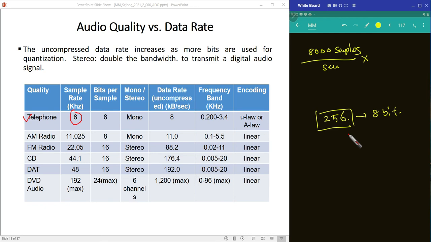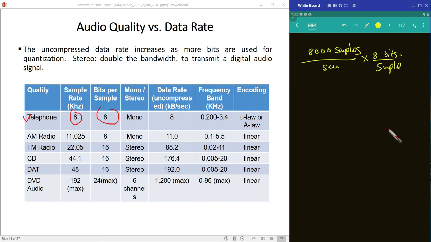For example, in some sophisticated systems, like DVD quality or audio quality, it's not only 8-bit; we might need even 48-bit or 192-bit for each sample. That means it is very finely quantized, right? Okay, so in telephone quality, you have 8 bits per sample. Now let's say we are trying to calculate the data rate at every second. You see 8,000 samples per second, and in each sample we have 8 bits.